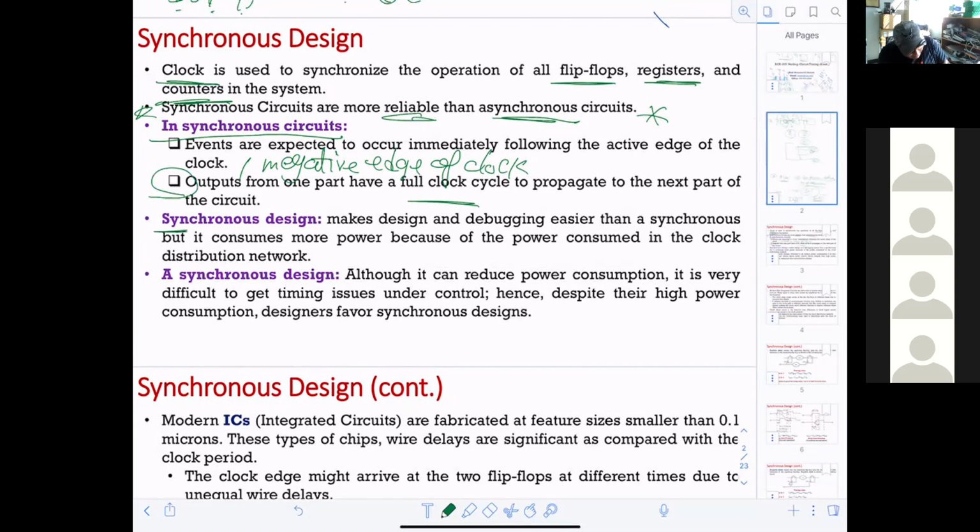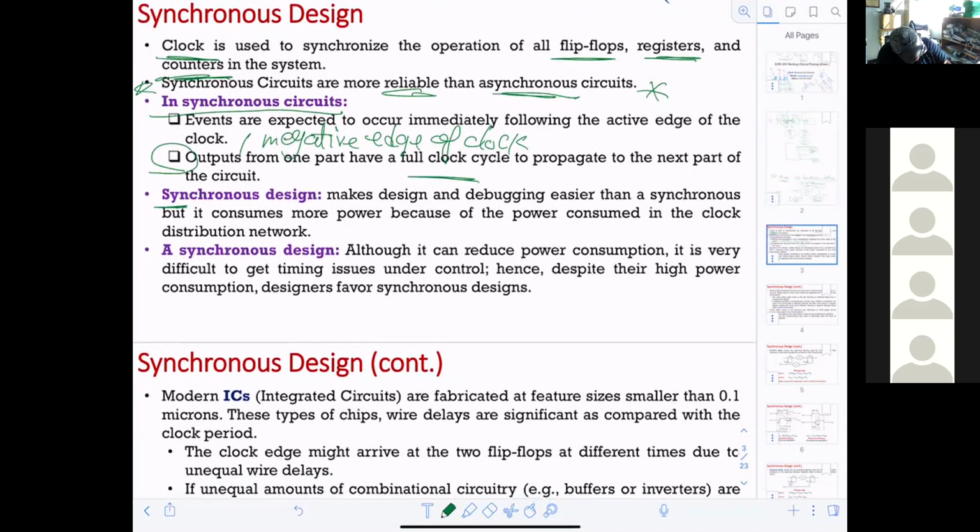Synchronized design makes design and debugging easier. It's easy for you to debug. Do you agree? Because at the end of the day, in the waveform, you will look at the clock, the clock generation, and you will start looking at every single positive edge of the clock, and you will see what other signals are happening while the positive edge is happening. So you have a guidance, you have a marker. You will look into the positive edge every time.